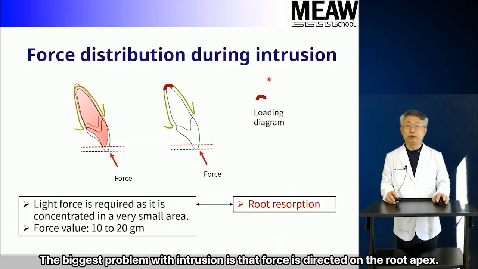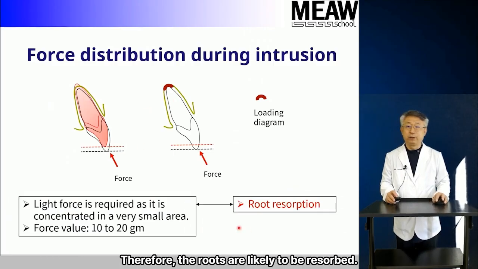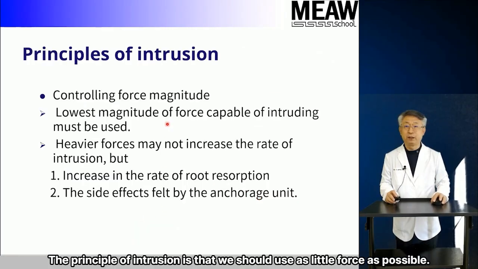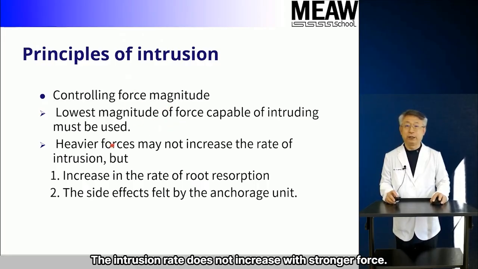The biggest problem with intrusion is that force is directed on the root apex. Therefore, the roots are likely to be resorbed. To prevent this, a weaker orthodontic force should be applied compared to that of other tooth movements. The principle of intrusion is that we should use as little force as possible. The intrusion rate does not increase with stronger force.